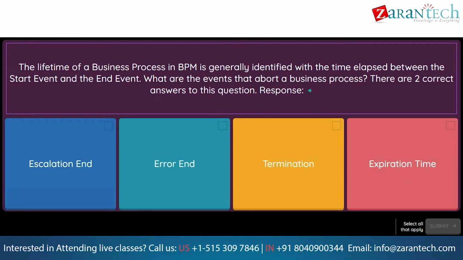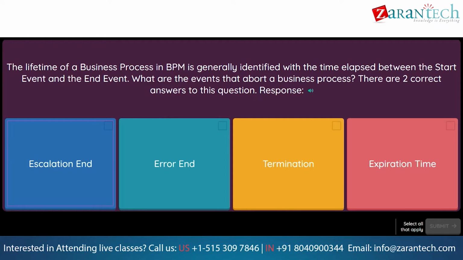Question: the lifetime of a business process in BPM is generally identified with the time elapsed between the start event and the end event. What are the events that abort a business process? There are 2 correct answers to this question. Response: Option 1 Escalation end. Option 2 Error end. Option 3 Termination. Option 4 Expiration time.